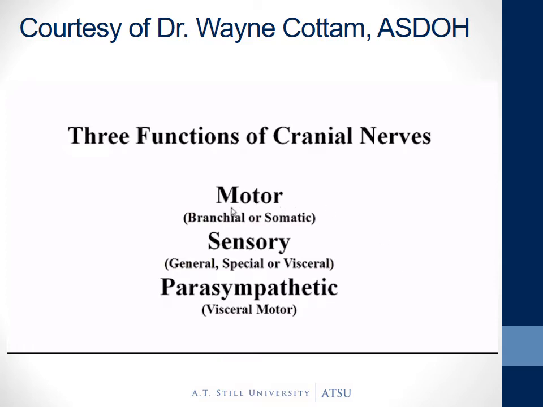If a cranial nerve has a motor function, that motor function can be either branchial or somatic. If a cranial nerve has a sensory function, that sensory function can either be general sensory, special sensory, or visceral sensory. And a cranial nerve can have a parasympathetic function. We put here visceral motor because that is another name for the parasympathetic function, and to remind you that the parasympathetic system is basically a modified motor system. We will now review the elements that must be present in the anatomical pathway when a cranial nerve has any one of these three functions.